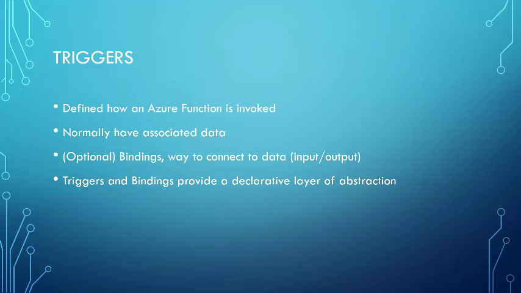So what else constitutes or defines a trigger? Well, normally they have associated data. When a trigger to a function is enacted, you'll pass some data in. Sometimes you'll get some data out. These can be defined within the definition, the description of the function itself, depending on how you do your bindings. Or we can optionally use external bindings. And those provide a way to connect that is declarative. Both triggers and bindings provide a layer of abstraction.